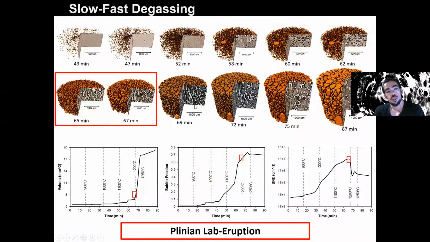And what we saw, for example, in the slow to fast degassing experiment, is that when we reach a certain threshold during the experiment at 67 minutes, you can see how bubbles become very homogeneous in shape and in size. And this homogeneity corresponds with numbers from natural samples produced by Plinian eruptions, like the largest eruptions. So we basically produced a Plinian eruption inside the lab. And we were able to record it using synchrotron X-rays.